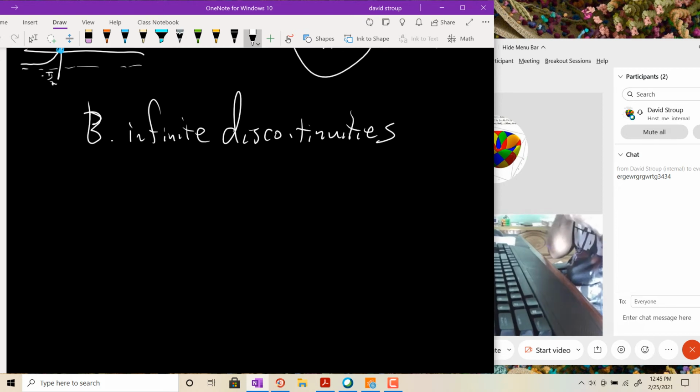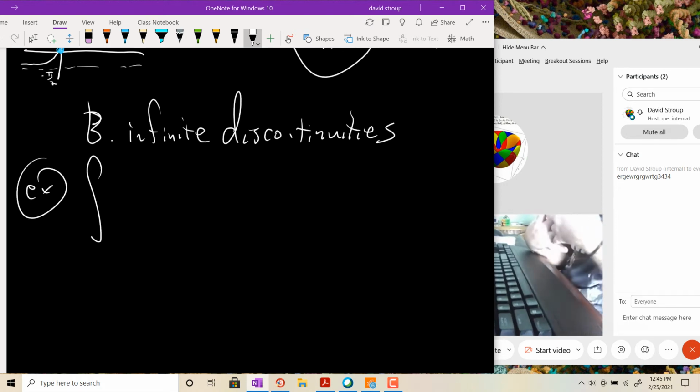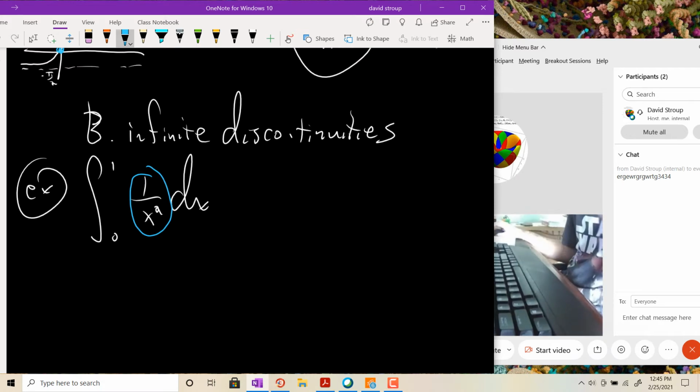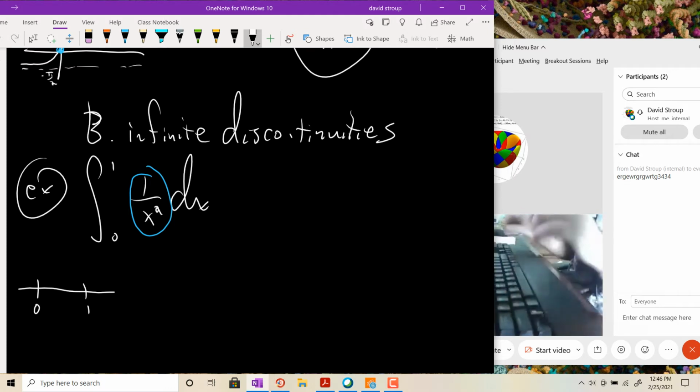Okay, so the first one I'll look at is the integral from 0 to 1 of 1 over x squared dx. What you do is look at this function and see if there are any values on the interval from 0 to 1 where that function is undefined. Clearly, if you put in 0, it's trouble. You can't divide by 0. So there's a discontinuity at 0.